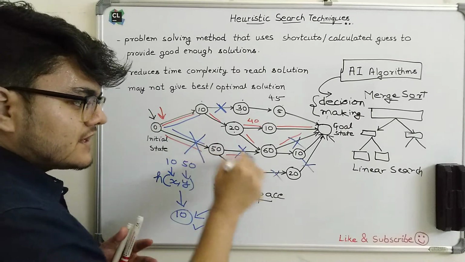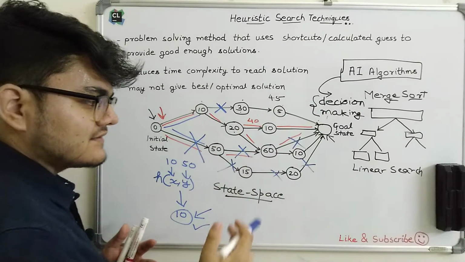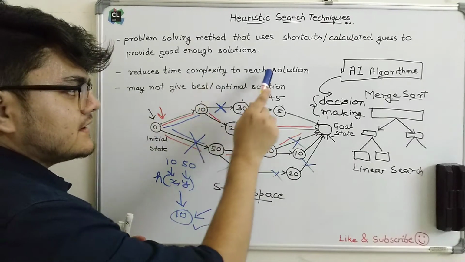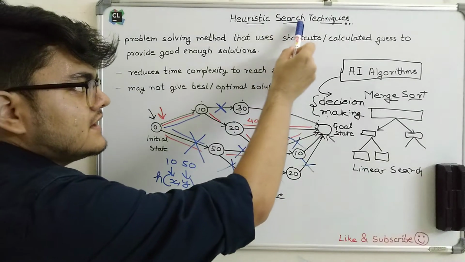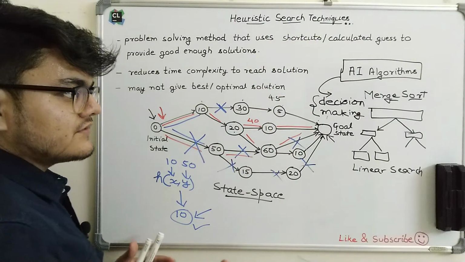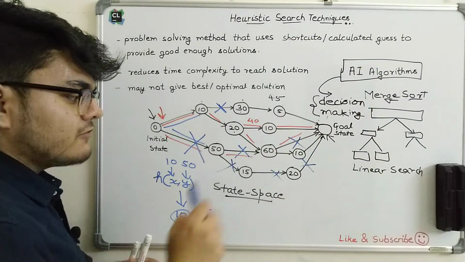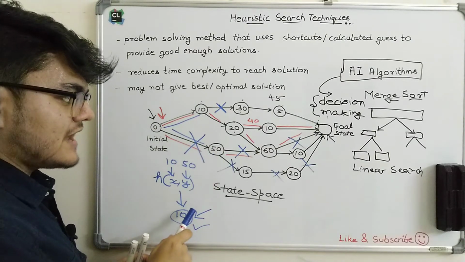So when you are ignoring these paths, the AI agent does not need to traverse them, right? Which will automatically reduce the time complexity to reach the solution. This is the main reason why heuristic search gives the AI agent the ability to make decisions. How will it make the decision? It will make the decision based on the heuristic value.